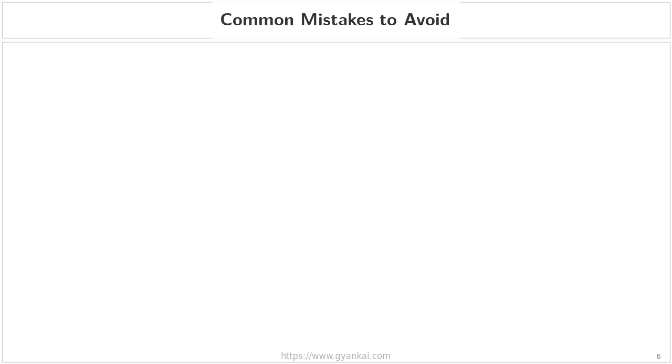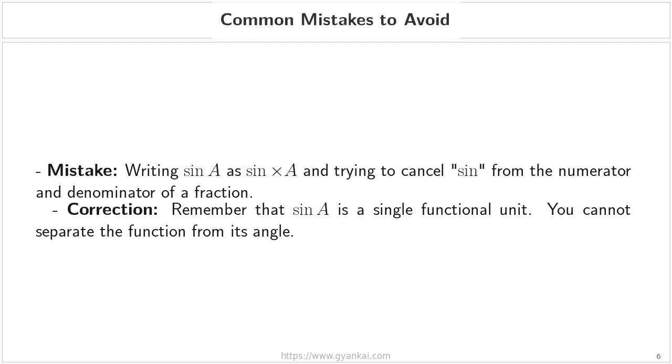Common mistakes to avoid. First, let's look at a common algebraic error. You might be tempted to write sine A as sine multiplied by A, and then try to cancel out the sine from the top and bottom of a fraction, just like you would with a variable. Please do not do this.